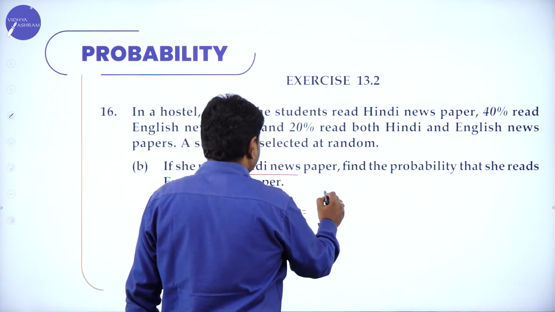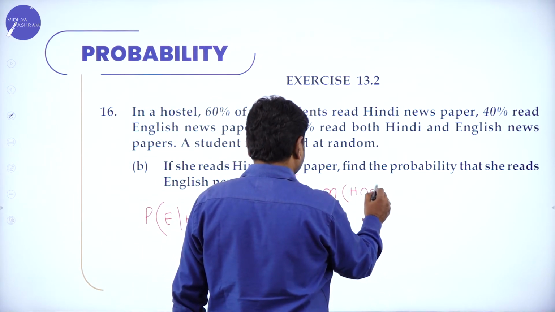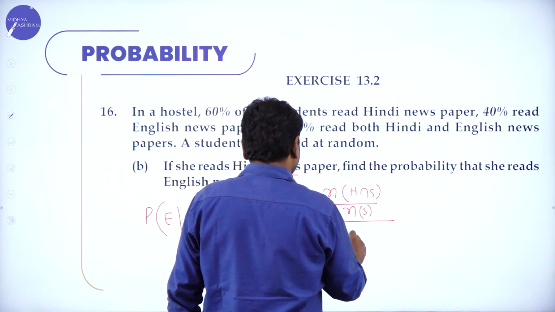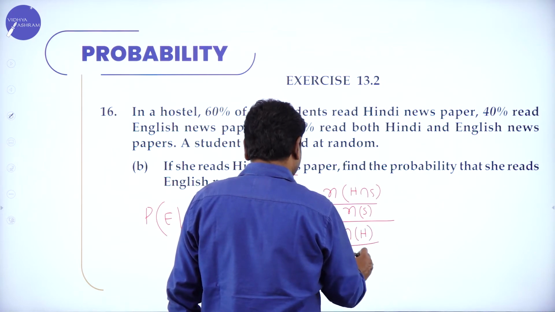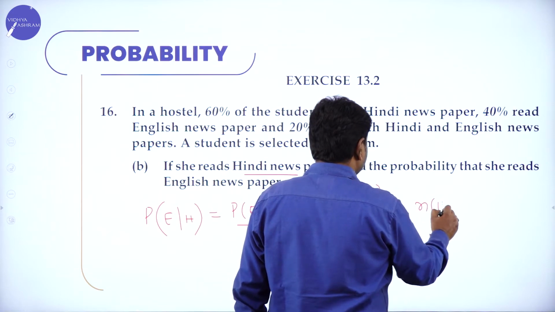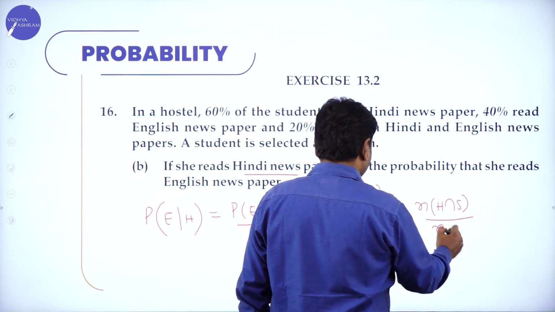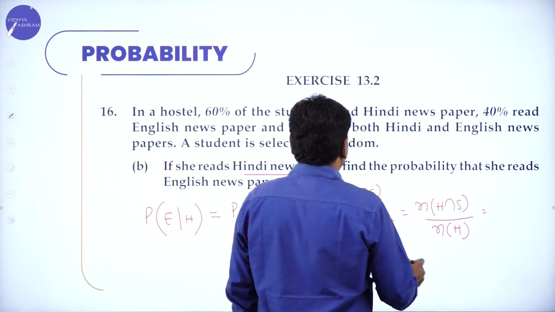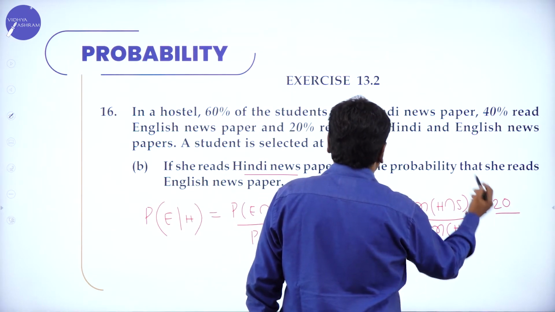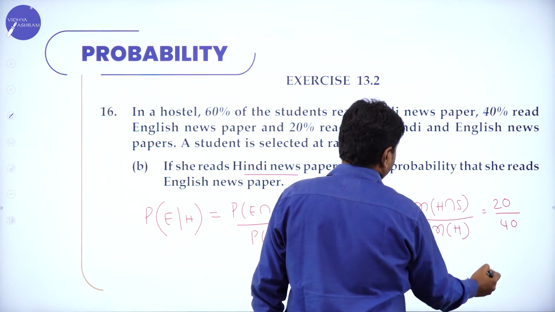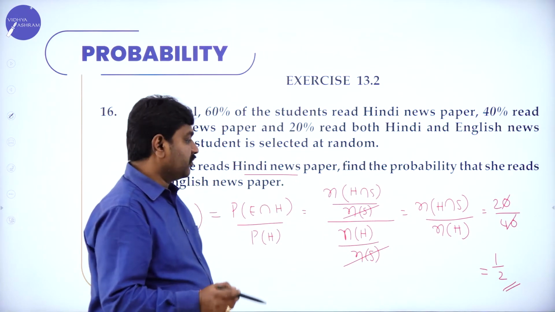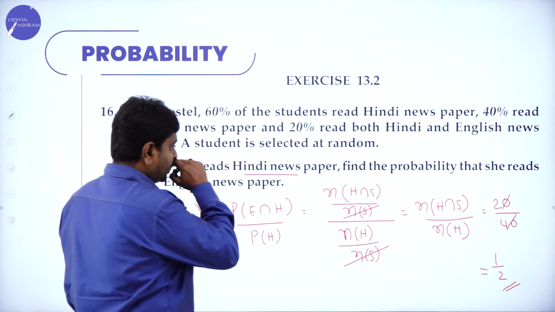This is N of H intersection E divided by N of S, divided by P of H, which is N of H, the number of Hindi reading, divided by N of S, the total. N of S cancels, and I am left with N of H intersection E divided by the number of elements in H. Number of common is 20%, 20 out of 100, and H is 60%, 60 out of 100. 20 by 60, zeros cancel, 1 by 3. Sorry, I made a mistake here.